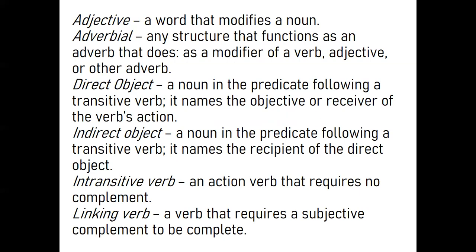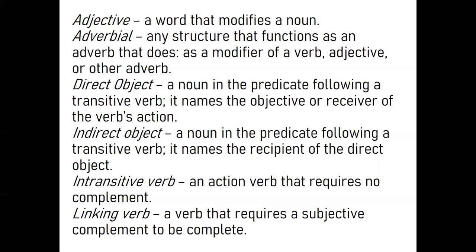Next is direct object. Direct object is a noun in the predicate following a transitive verb. So let's talk about transitive verb next time. Direct object names the objective, or the receiver of the verb's action. All of the words in here will be tackled next in the next slides. So next is indirect object, a noun in the predicate following a transitive verb. It names the recipient of the direct object. Please be reminded of that.